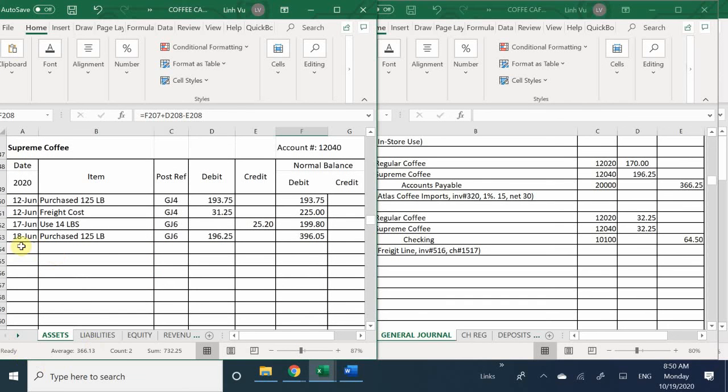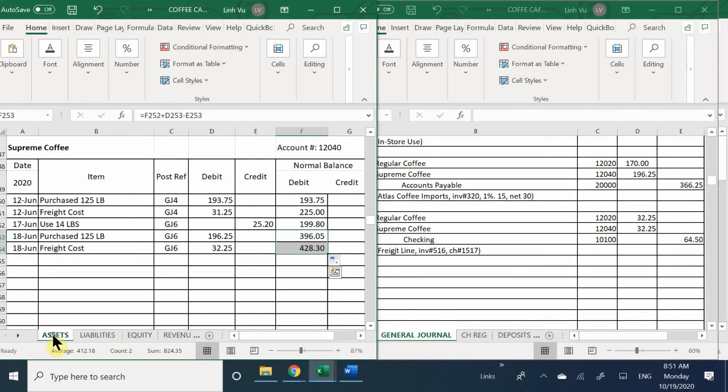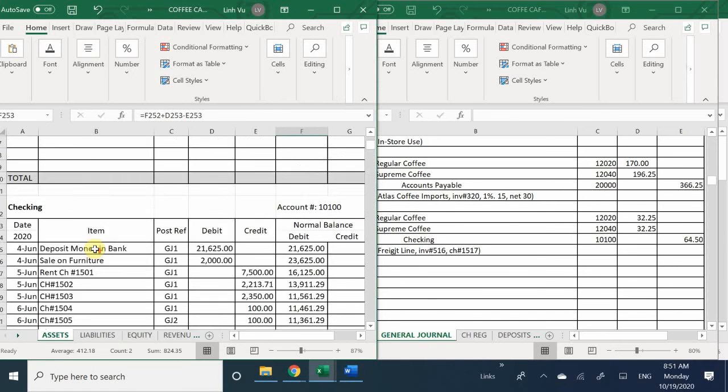So now we're at Supreme Coffee. Same thing. $32.25. That brings my new grand total to 428.30. Okay, and these are going to be our reference points. Right, so now I'm here. Oh, wrong one. Checking, all the way at the top.